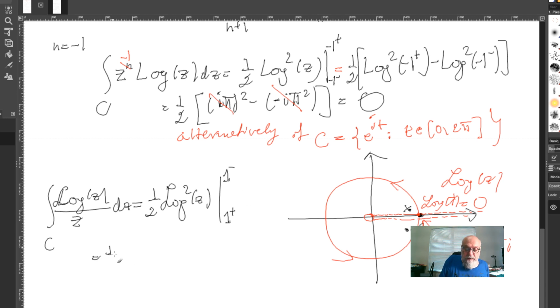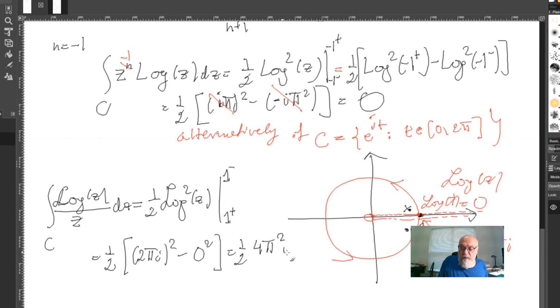So now you can rewrite it. And what do I see? The logarithm square of 0 is 0. So you're getting here that this gives you 2 pi i squared minus 0 squared, with the factor one half. So this is one half of 4 pi squared i squared, which gives me minus 2 pi squared.